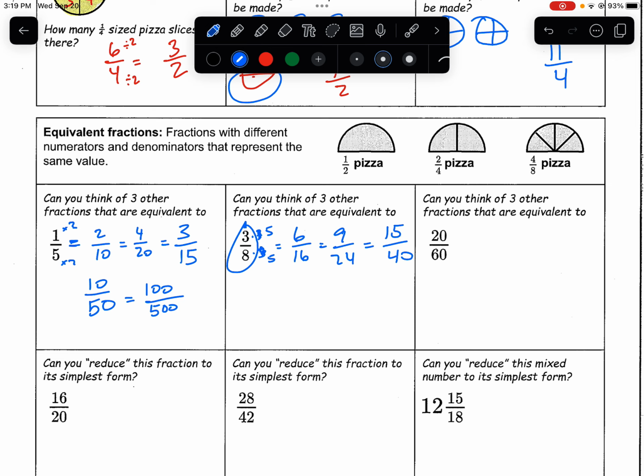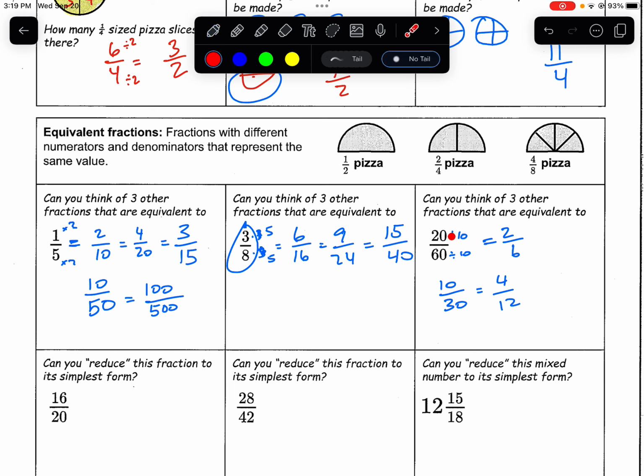I've been doing a lot of multiplying, but as I said before, you can also divide the top and bottom by the same number. So I can actually divide the top and bottom of this by 10. And what would you get? You would get 2/6. And that's equivalent to 20/60. You can also divide the top and bottom by 2 and get 10/30. You can also divide the top and bottom by 20 or 5 and get 4/12.